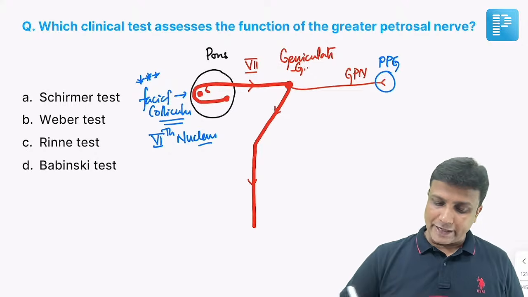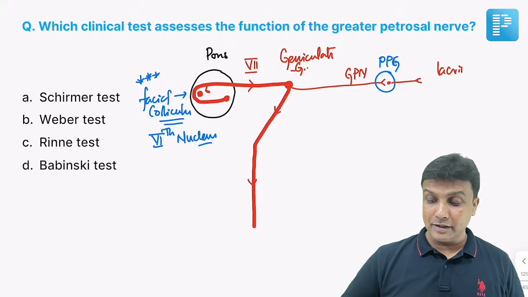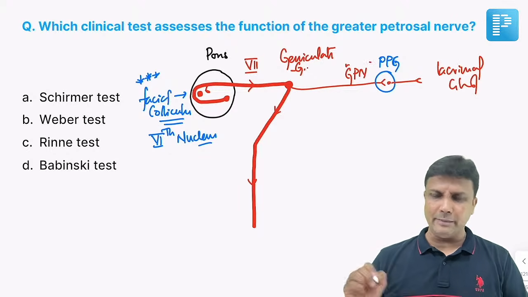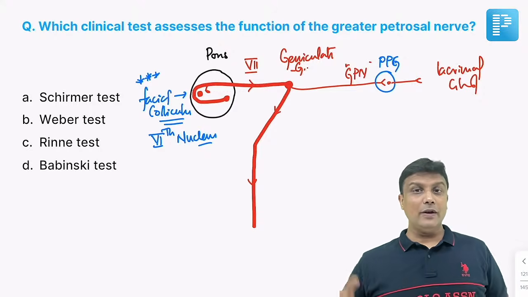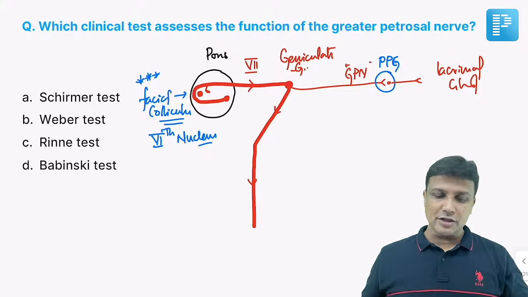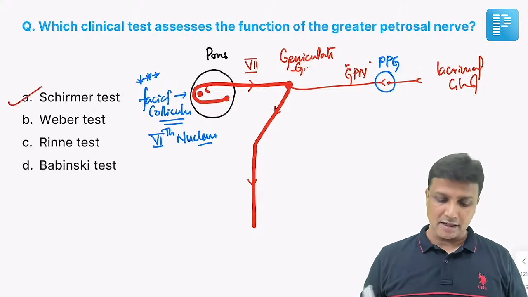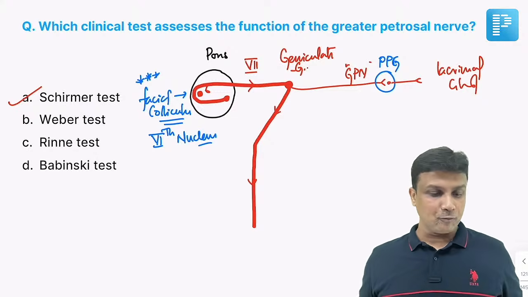Pterygopalatine ganglion, and from here another nerve is going to begin, and finally that will go and supply the lacrimal gland, sir. Lacrimal gland. So the greater petrosal nerve comes here. Fine. So it is the one which will be supplying which gland? Finally, the lacrimal gland. So the test that is done for tear formation is nothing but your option A. Option A, sir.